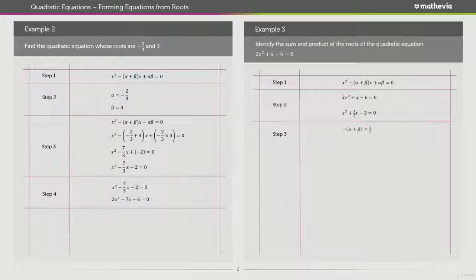Once we've done that, we can now compare our quadratic equation to the equation we have in step 1, and basically we have that minus (alpha plus beta) is 1 over 2. We're looking to find the sum of the roots, and I believe you'd agree with me that the sum of the roots, alpha plus beta, dividing both sides by minus 1, would equal minus 1 over 2. And for the product of the roots, we have that alpha beta is minus 3.